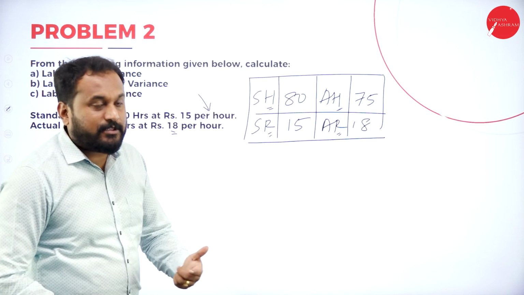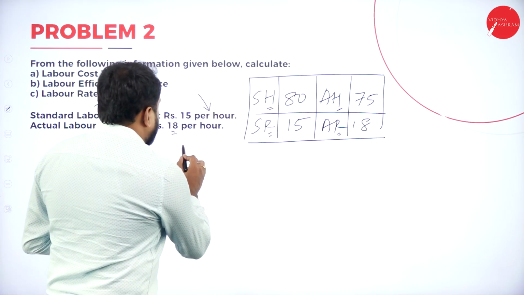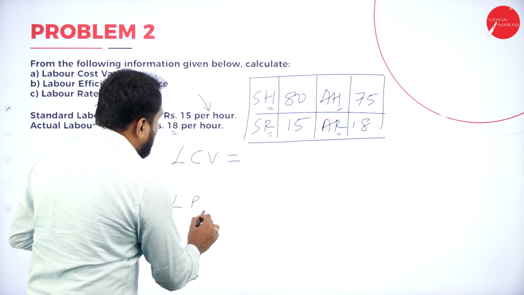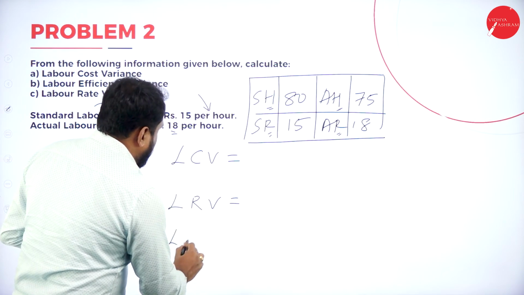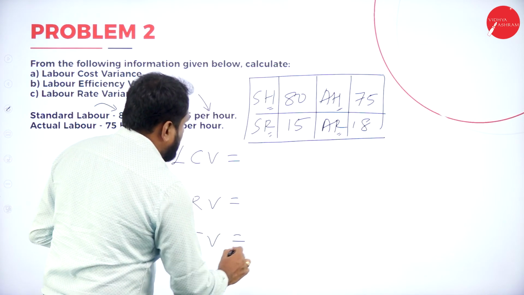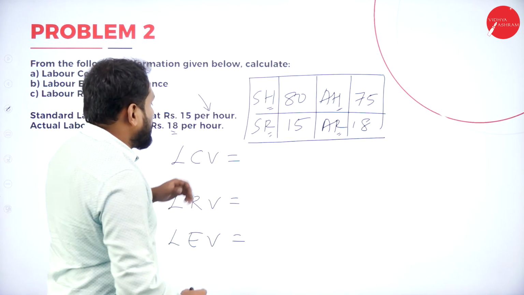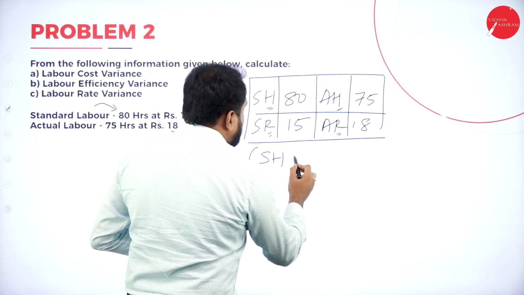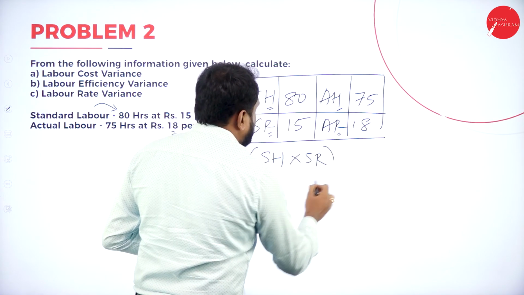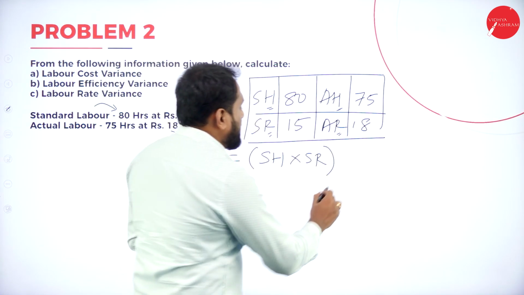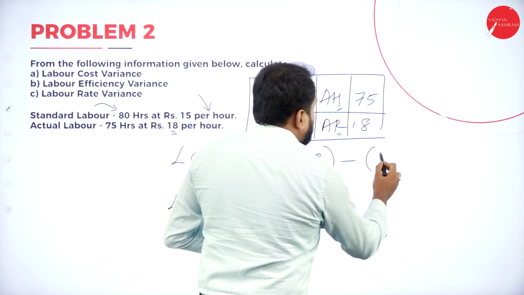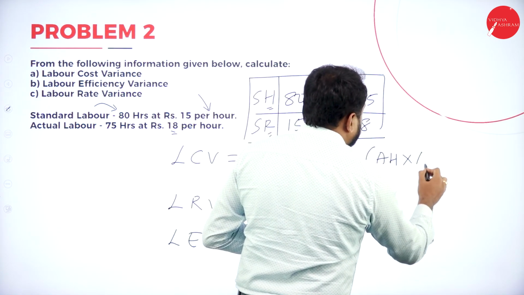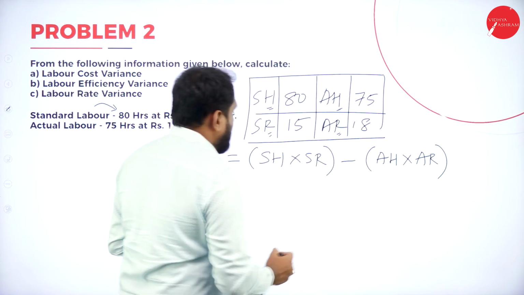Now what you people should do is very simple. Write down the formula. LCV is equal to, LRV is equal to, and LEV is equal to. If you write the formulas, how exactly are you supposed to write? First you group SH into SR, now minus AH into AR. Done. So this is one.